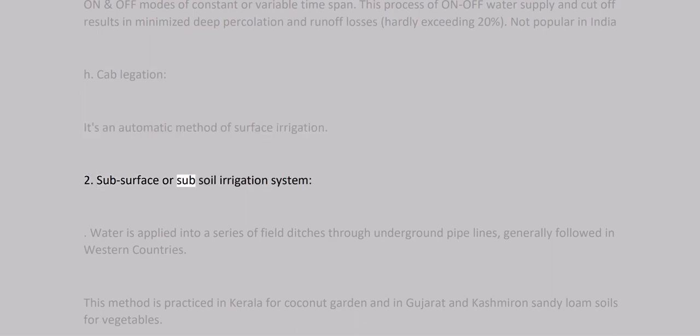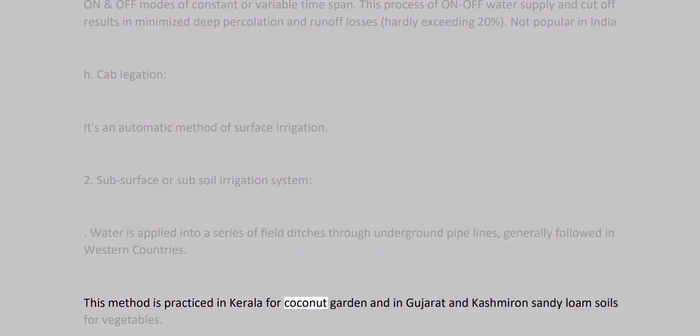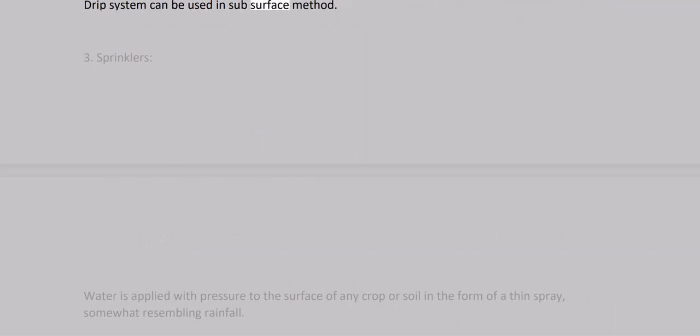2. Subsurface or subsoil irrigation system. Water is applied into a series of field ditches through underground pipelines, generally followed in Western countries. This method is practiced in Kerala for coconut gardens and in Gujarat and Kashmir on sandy loam soils. Vegetables. A drip system can be used in the subsurface method.